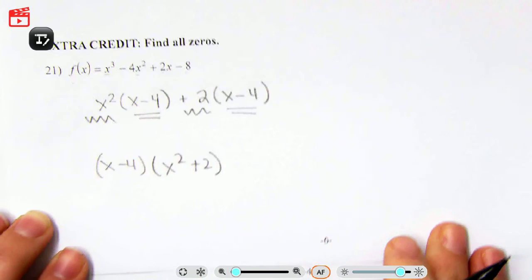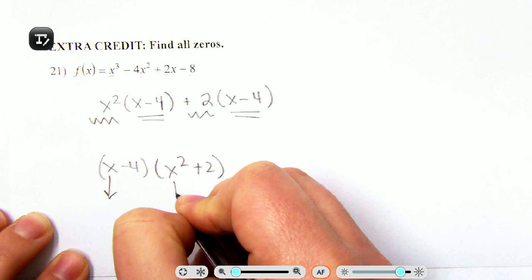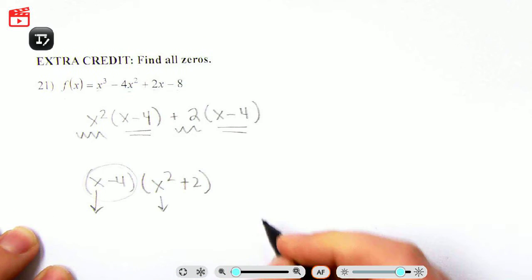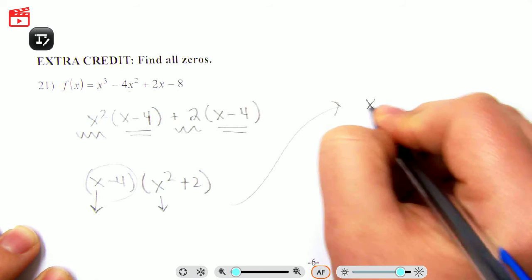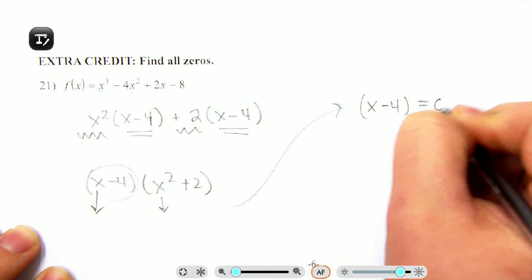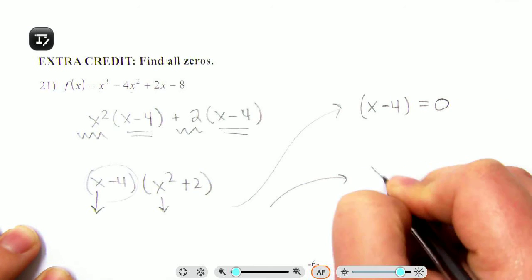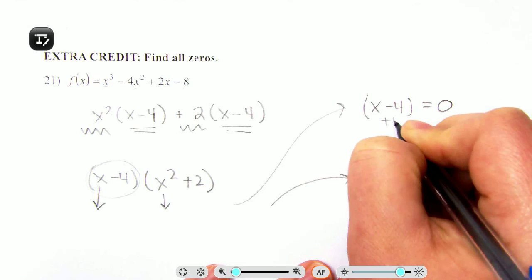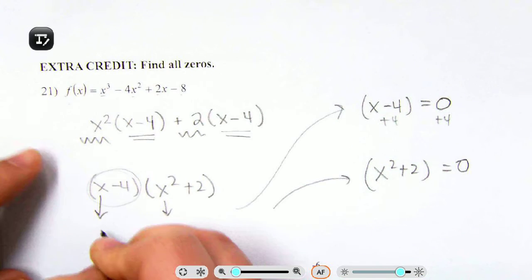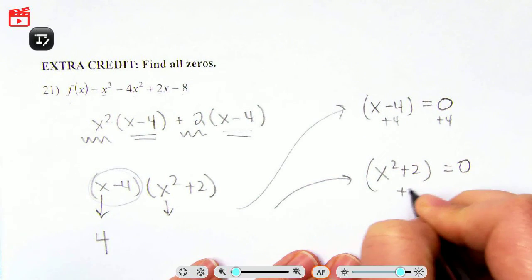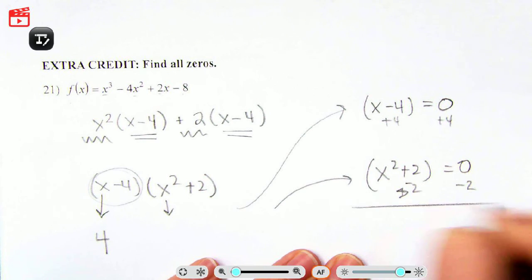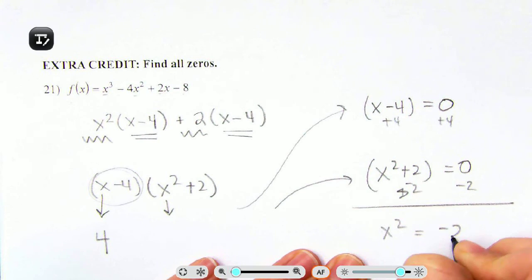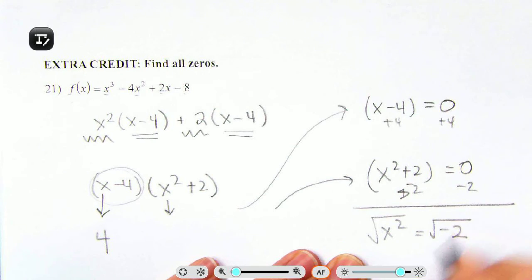So again, identifying zeros. What does this have to be in order for this to be 0? Whenever we're asking that, you guys just remember we're setting each individual piece equal to 0 and solving. So this one here, we're just adding 4 to both sides. So this is 4. This one here, I am subtracting 2 from both sides. So I have x squared is equal to -2. Take the square root of both sides. So I have x is equal to the square root of -2.